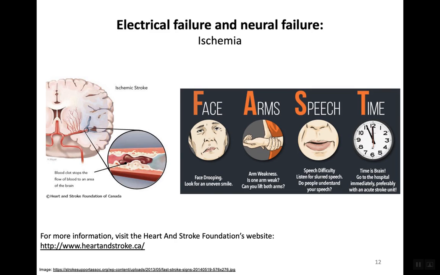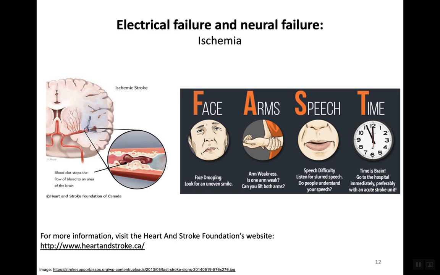Now, what is the mechanism of the stroke? Well, it's all got to do with the blood supply to the brain. There are 2 major types of stroke. There is an ischemic stroke, which is by far the most frequent one, and that involves a stoppage of blood flow to the brain due to a blood clot or a building plaque inside a vein.